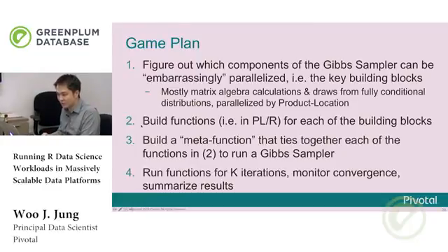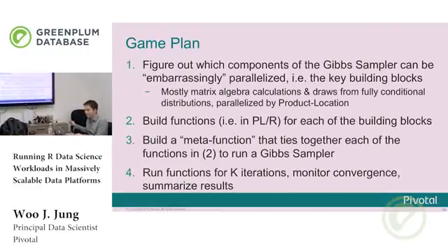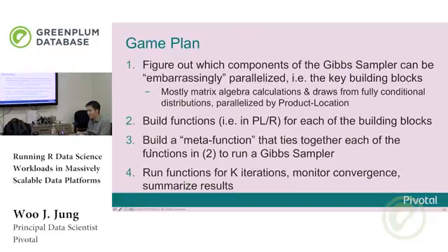Stages 1 through 3 would define one iteration of a Gibbs sampling routine inside of Greenplum. You can then run this function for k iterations, monitor convergence, and then summarize results to produce at the end of your routine.